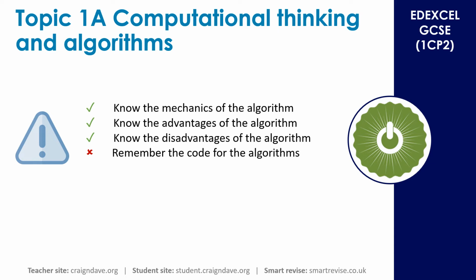The specification at GCSE requires you to know the mechanics of an algorithm. You should understand the advantages and disadvantages of using one algorithm over another to solve the same problem. However, at GCSE level, you're not going to be expected to remember the code line for line for a given algorithm. In the rest of this video, we're going to walk through an example of this algorithm step by step.